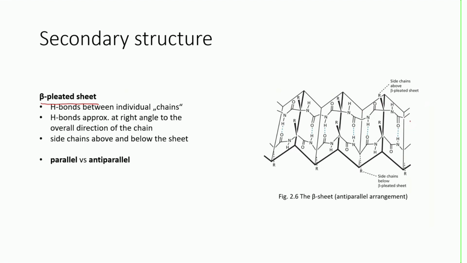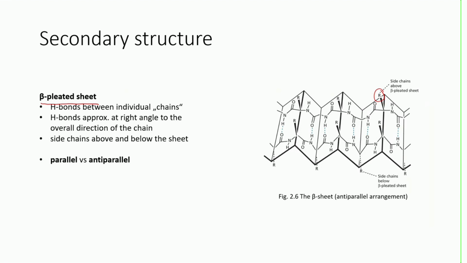amino acid sequence is linear, the side chains go either up or down, it means above or below the beta pleated sheet. And in the beta pleated sheet there are actually two amino acid sequences connected via hydrogen bonds, either in parallel arrangement or anti-parallel arrangement.